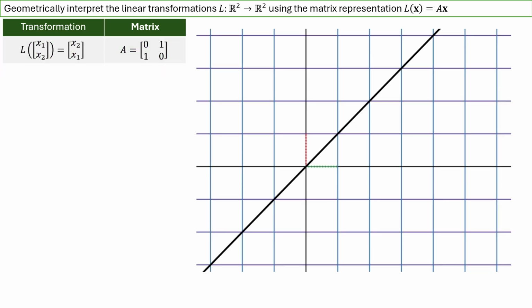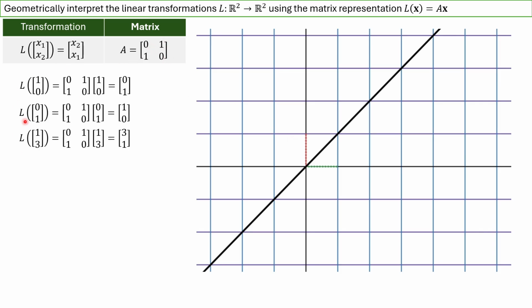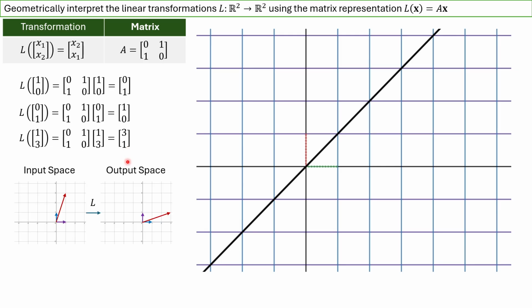Our fourth example is the matrix with 0s on the main diagonal and 1s on the off-diagonal. When we run the numbers, we see a simple pattern. The coordinates just swap places. That's exactly what happens with the general transformation, right? If we put in (1, 0), we get (0, 1), because remember, the first column of our matrix is also (0, 1). If we put in (1, 3), we get (3, 1). They just swap places. All right, so on the graphs, this looks like a mirror image.